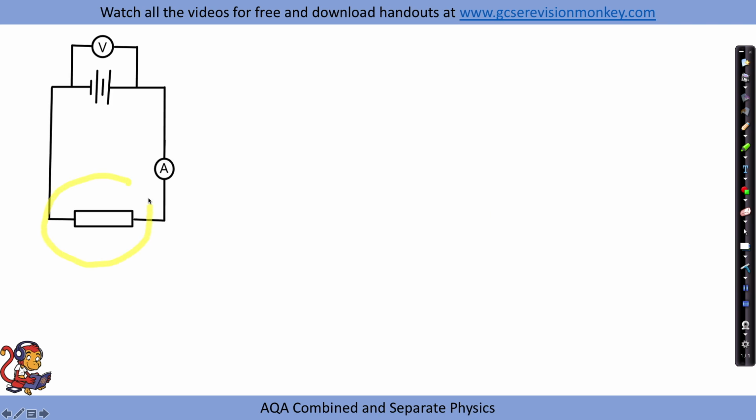This here is the resistor. I've drawn a circuit here with 2 cells. It may well be 3 cells or 4 cells, or you may have a battery.